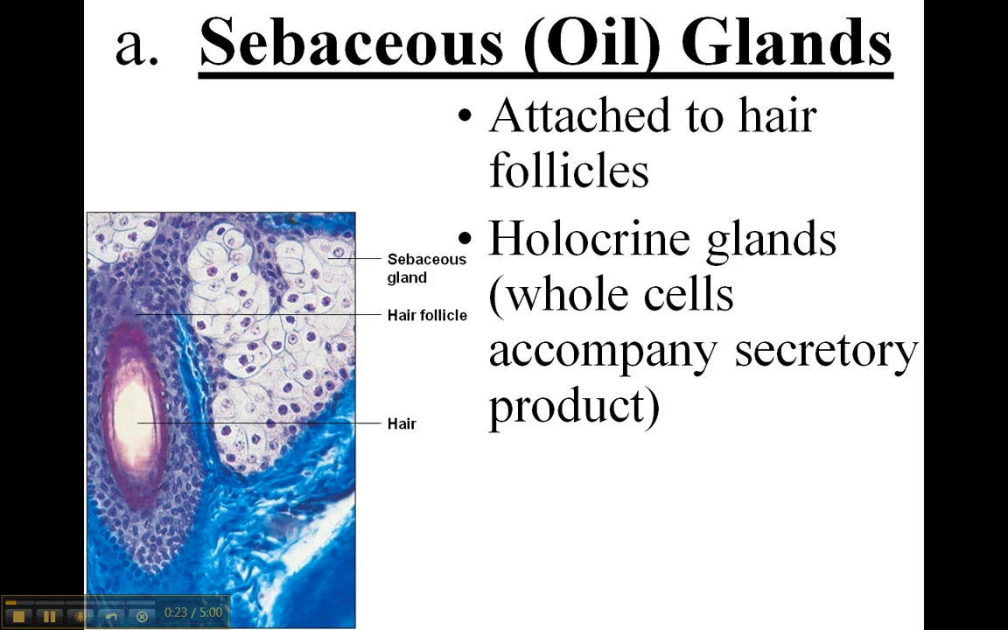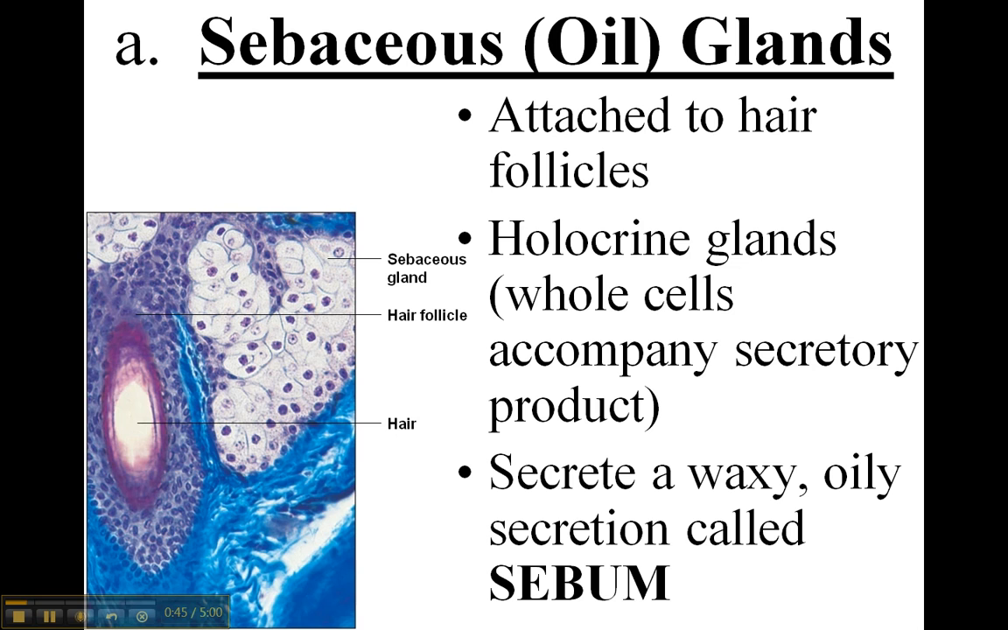And holocrine glands are glands where whole cells actually accompany the secretory product. So, in other words, oil is composed of whole cells as a part of it. Think about it, oil compared to sweat is much thicker, greasier. That's because there are whole cells in the secretion. The secretion is called sebum, and it's waxy and oily.